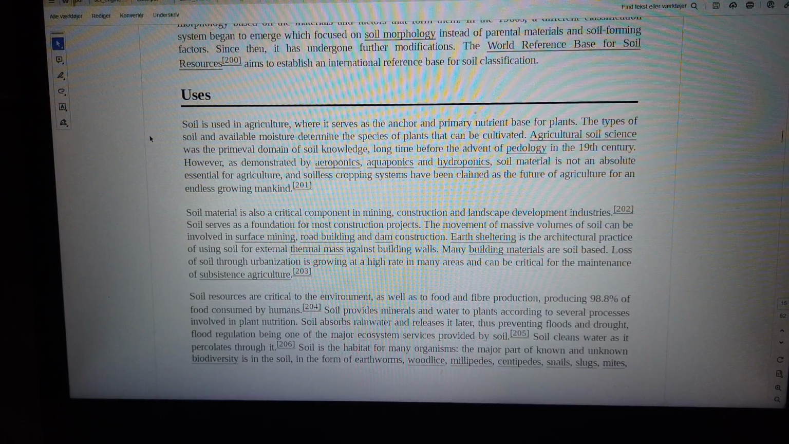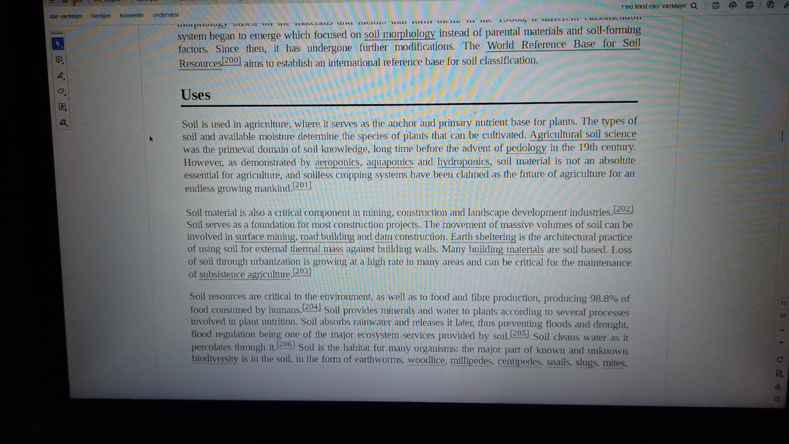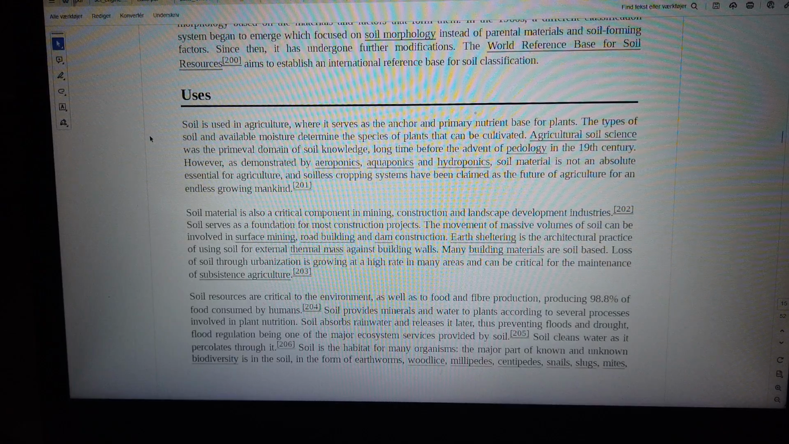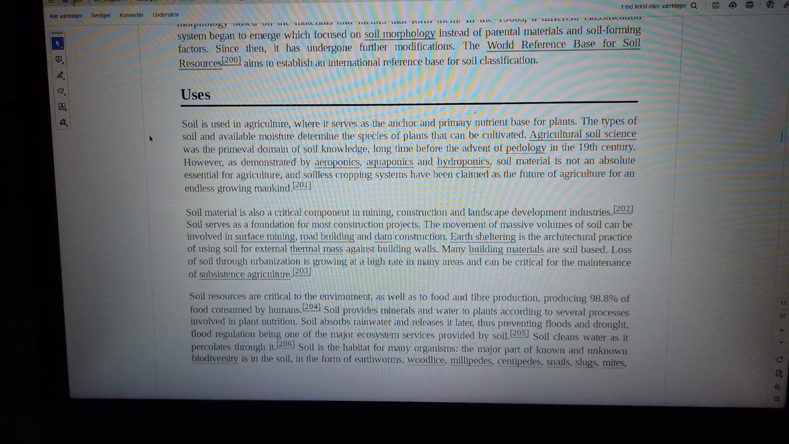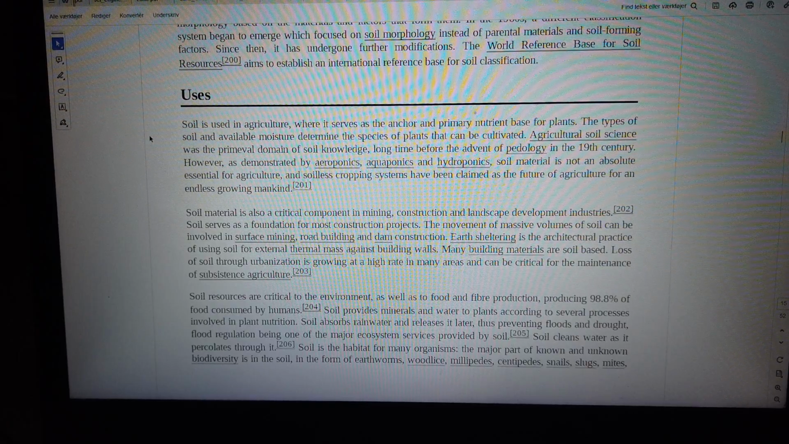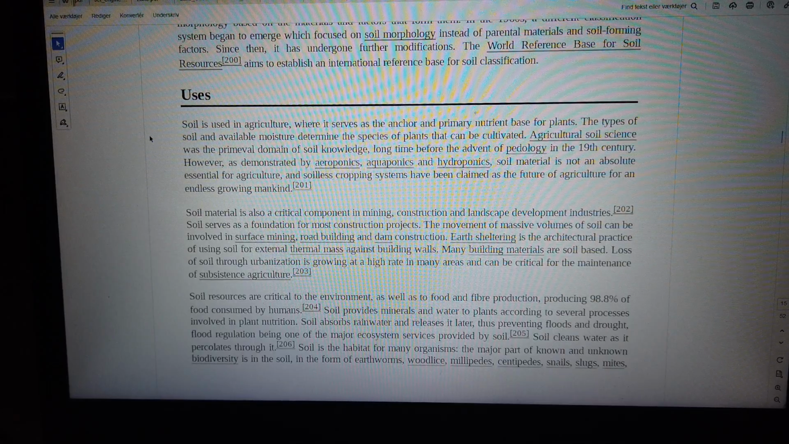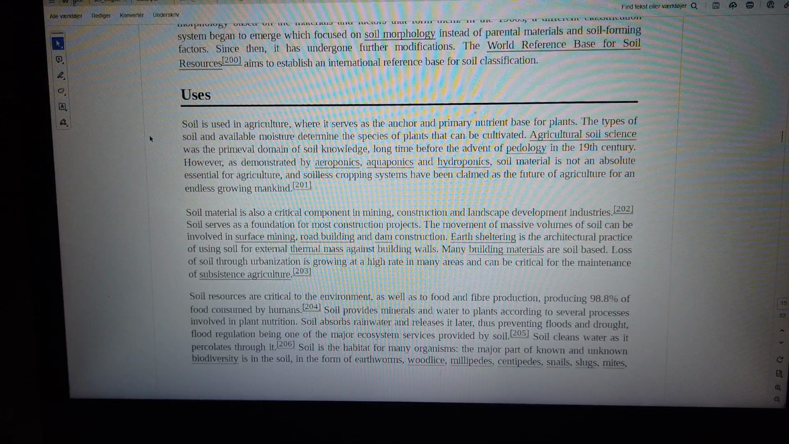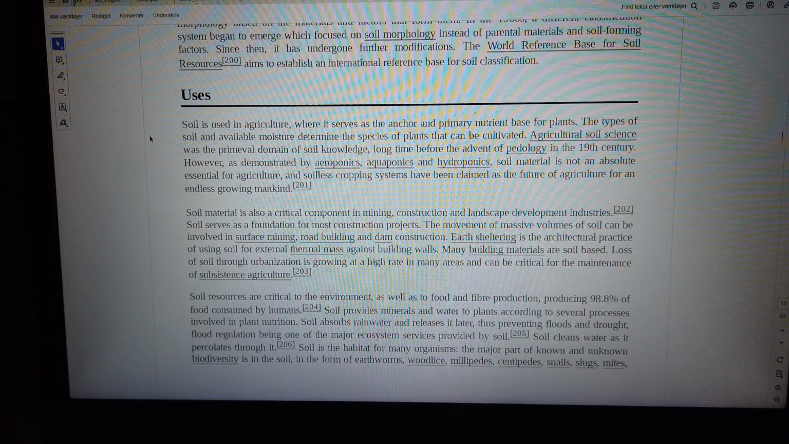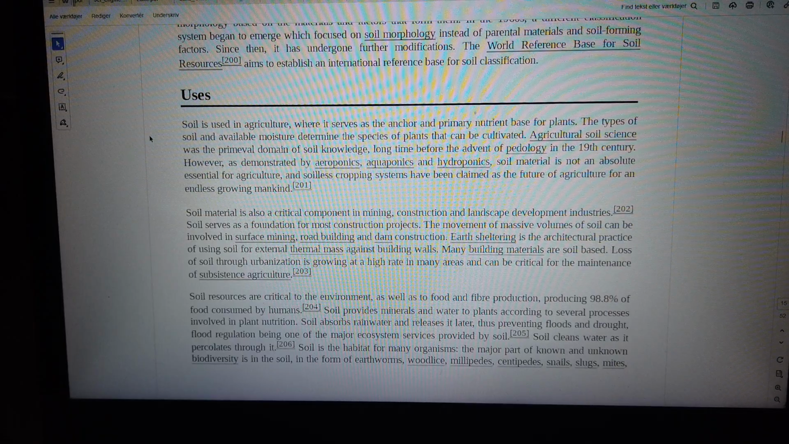201. Soil material is also a critical component in mining, construction and landscape development industries. 202. Soil serves as a foundation for most construction projects. The movement of massive volumes of soil can be involved in surface mining, road building and dam construction. Earth sheltering is the architectural practice of using soil for external thermal mass against building walls. Many building materials are soil-based.